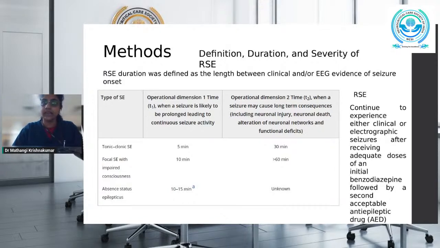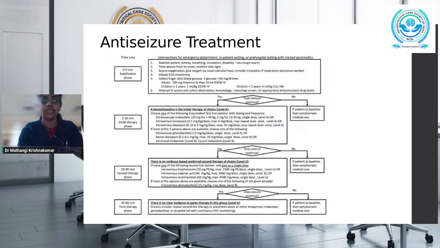In this study, the RSE was defined based on the standard guidelines. Based on the type of status epilepticus, there is T1 and T2. A refractory status epilepticus is when a person continues to have clinical or electrographic seizure after receiving an adequate dose of an initial benzodiazepine followed by a second line anti-epileptic drug. So this was taken as the working definition of refractory status epilepticus in this study.